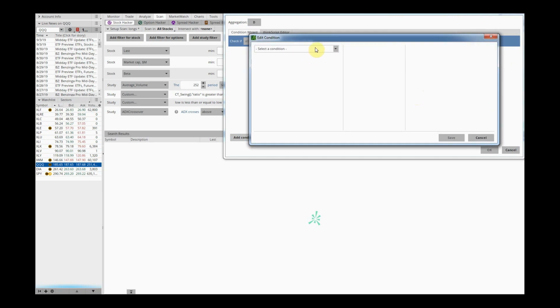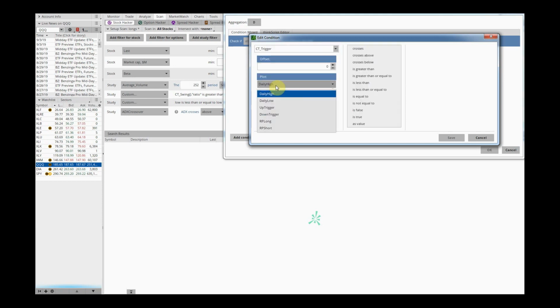So we're going to add condition. We're going to go to study. We're going to look for CT trigger. Here, we're going to take RP long, that plot, since that's the risk percent long, go to 0 because that'll be the risk for the day coming up. We want it to be greater than or equal to a value of 4.5, which would equal 4.5%, which if you round it up, would be about 5%.